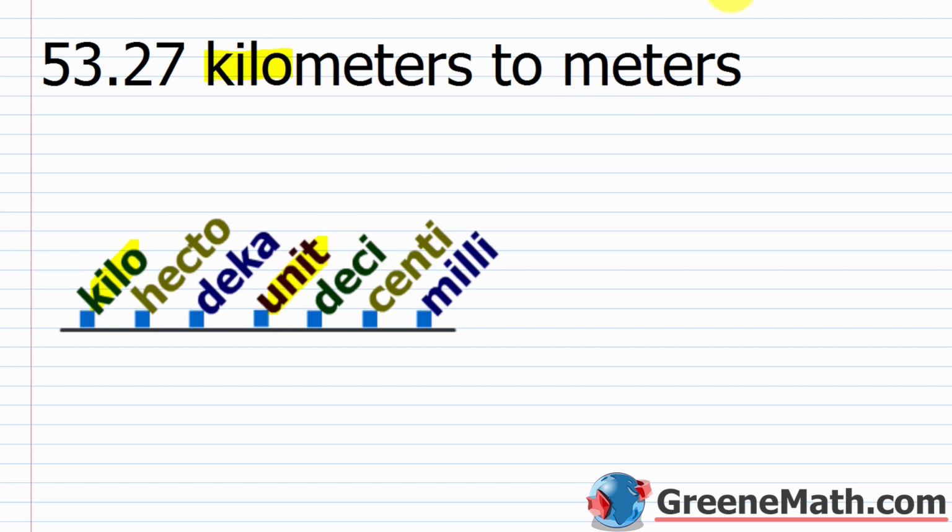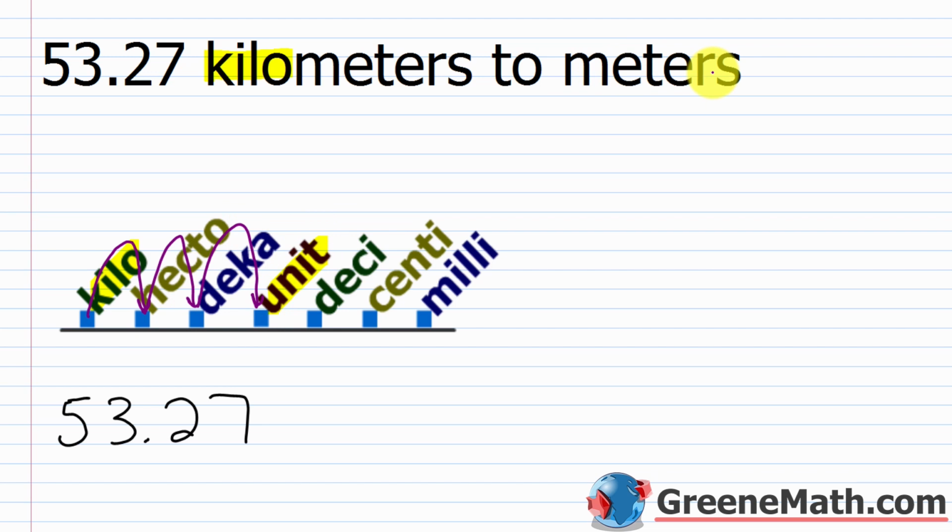Now we just want to match the movement from the prefix chart in terms of how far we're moving, the number of spaces we move, and then the direction that we move with our decimal point in the number part for what we're converting. So 53.27 is the number part, and I'm going from kilometers to meters. So on the prefix chart, I would go from kilo, and I go 1, 2, 3 places to end up at the basic unit, which represents meters in this scenario.